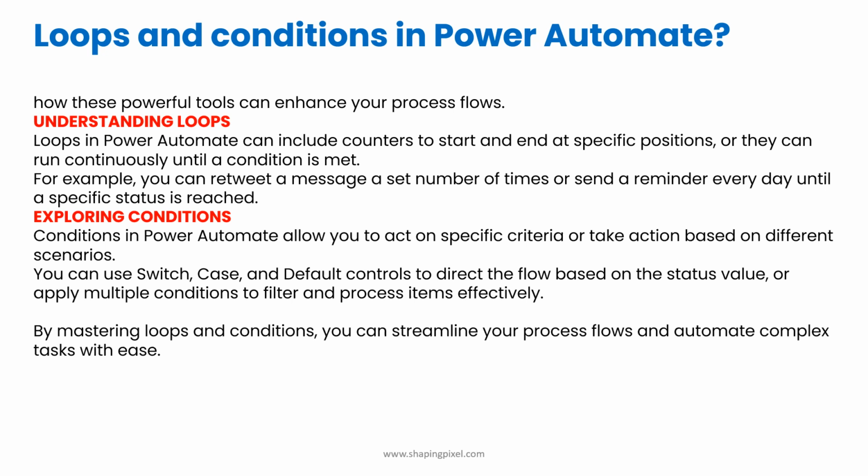Exploring conditions. Conditions in Power Automate allow you to act on specific criteria or take action based on different scenarios. You can use switch, case, and default controls to direct the flow based on the status value or apply multiple conditions to filter and process items effectively. By mastering loops and conditions, you can streamline your process flows and automate complex tasks with ease. So get creative and explore the endless possibilities to find your perfect mix of controls. So start optimizing your Power Automate workflows today.